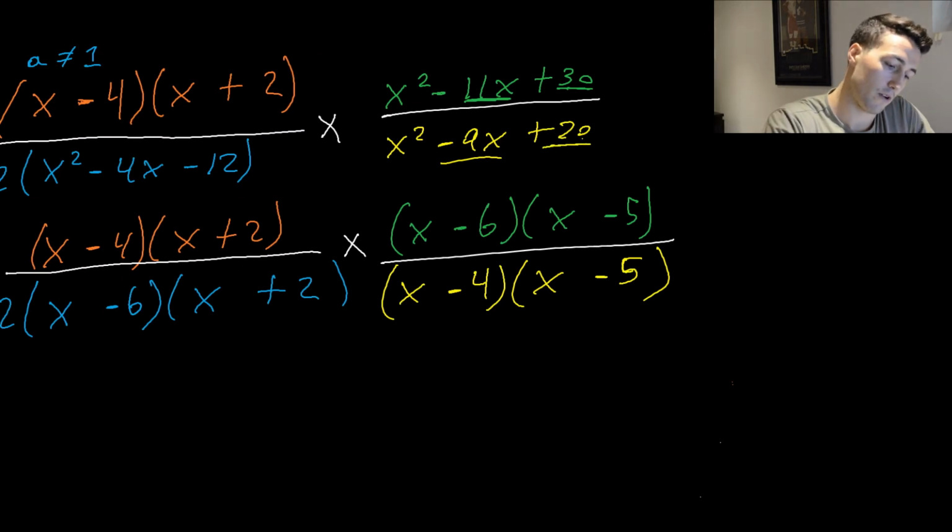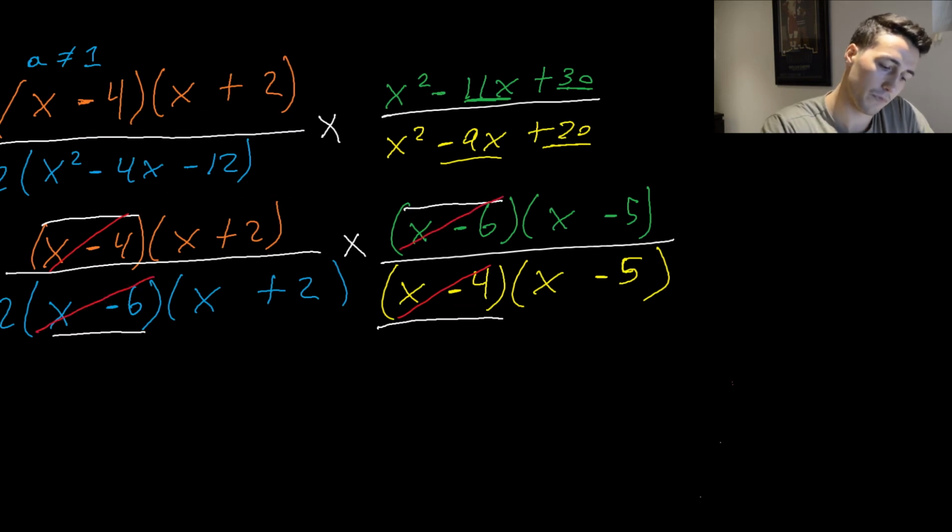So now we've factored all of our numerators and denominators, and now we can simplify to see which ones cancel out. So we can see that this x minus 4 is in the denominator, and there's an x minus 4 in the numerator. So we can cancel that out. We also see that there's an x minus 6 in the numerator on this side, and an x minus 6 in the denominator over there. So we can cancel that term.